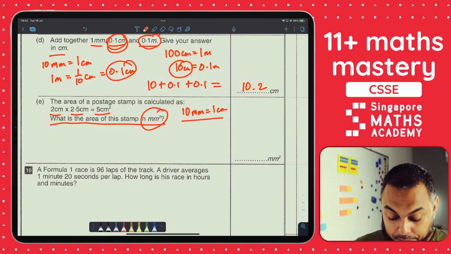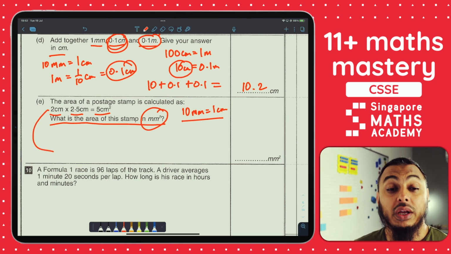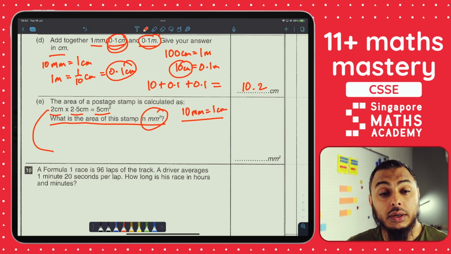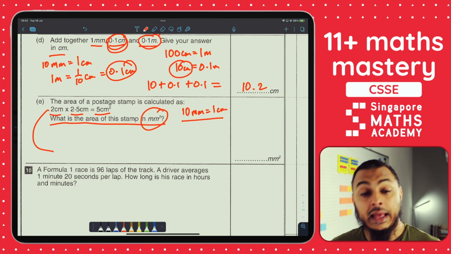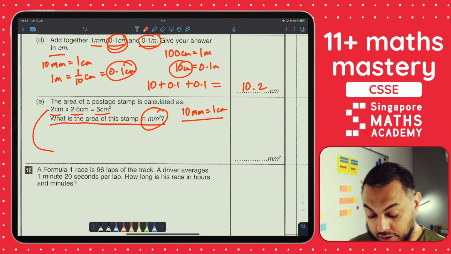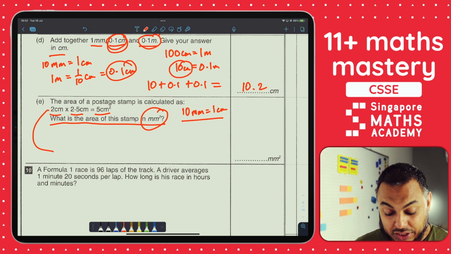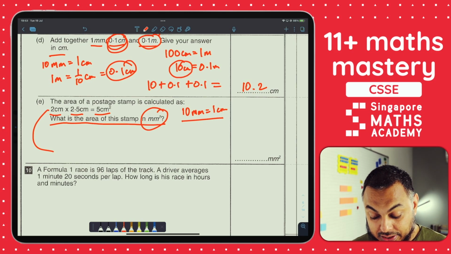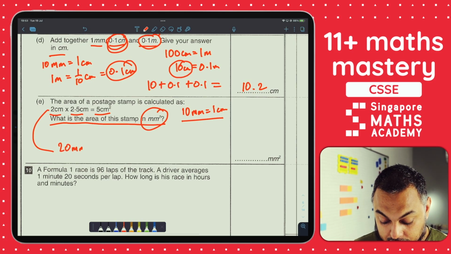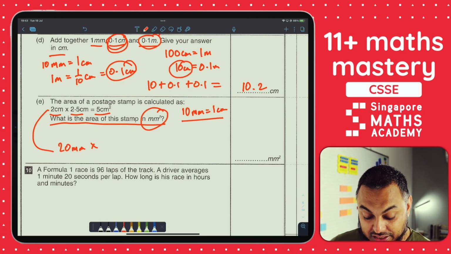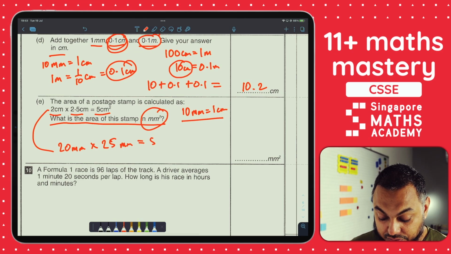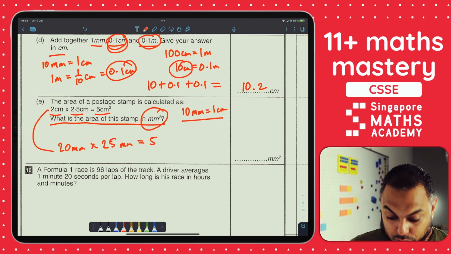Here, the best thing to do with these questions, when it comes to area and volume, and they've changed the unit of measure from centimeters squared to millimeters squared, is to just change the centimeters into millimeters and then multiply again to get the area. So 2 centimeters is 20 millimeters, and 2.5 centimeters is 25 millimeters, and that will give us 20 times 25, which is 500.